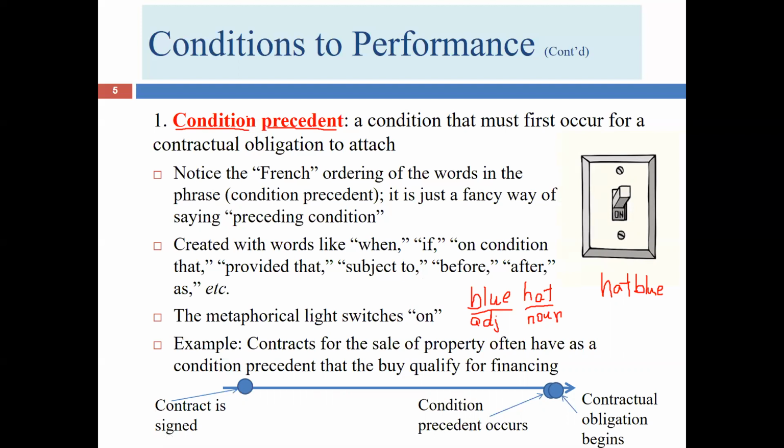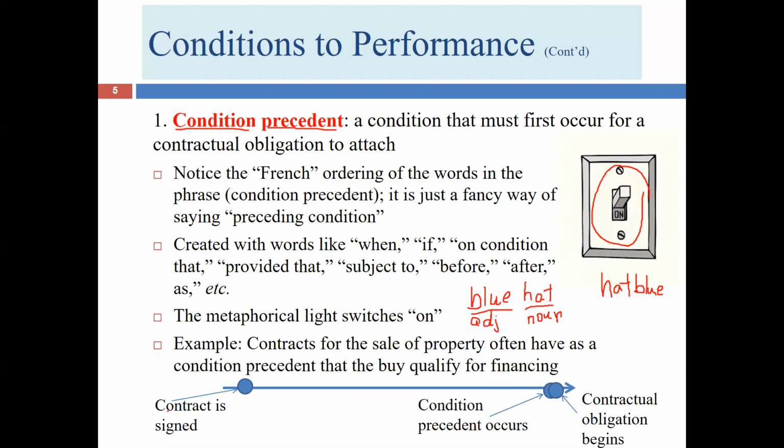Okay, so what is a condition precedent? It's a condition that must first occur for a contractual obligation to attach. I call it an on switch. When the condition happens, the light goes on, the obligation begins. Here's an example of a timeline.